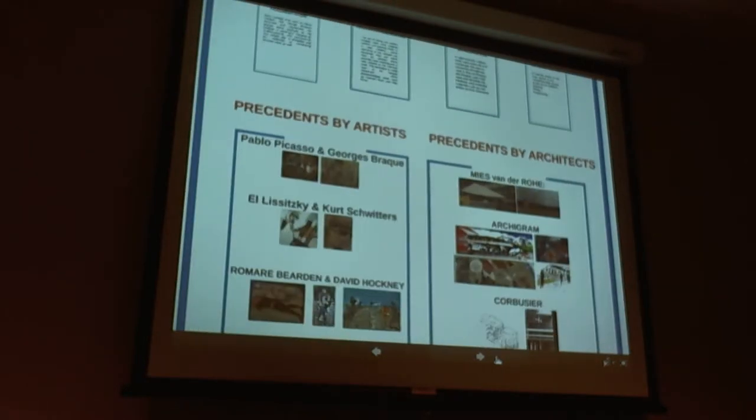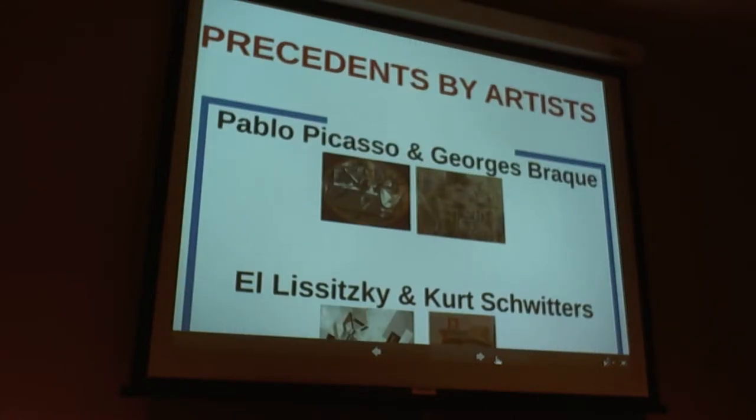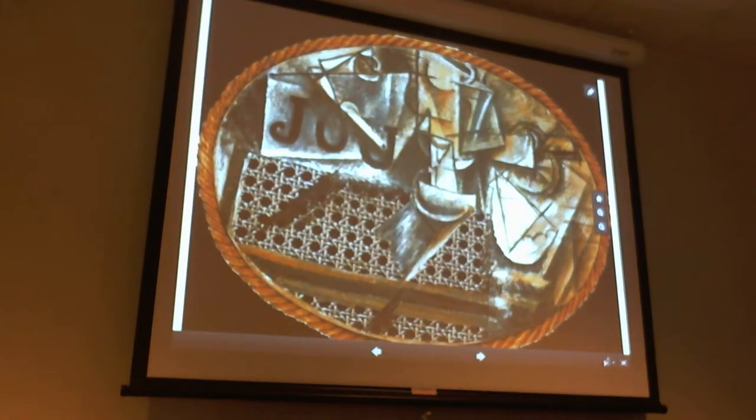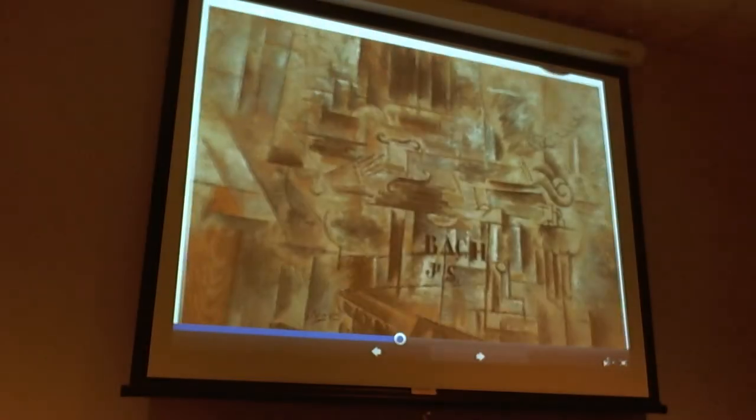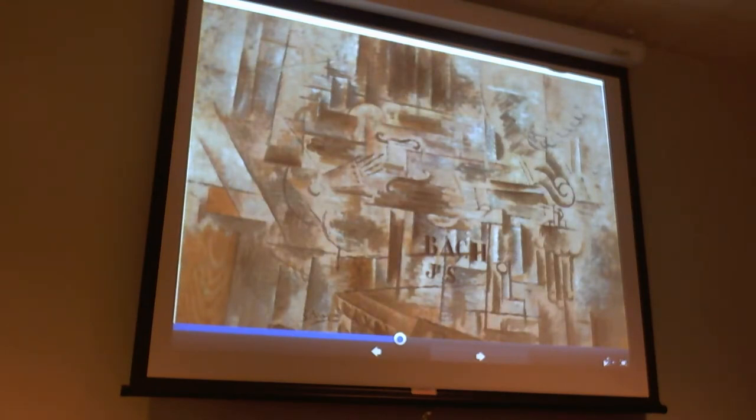Now to the media. These are my precedents right now, and I have precedents by the collage artists, and I have precedents by the architects. These are Pablo Picasso and Georges Braque. This one was Still Life with Chair Caning, done by Pablo Picasso. And the other one is done by Georges Braque, Homage to J.S. Bach, one of his favorite composers.